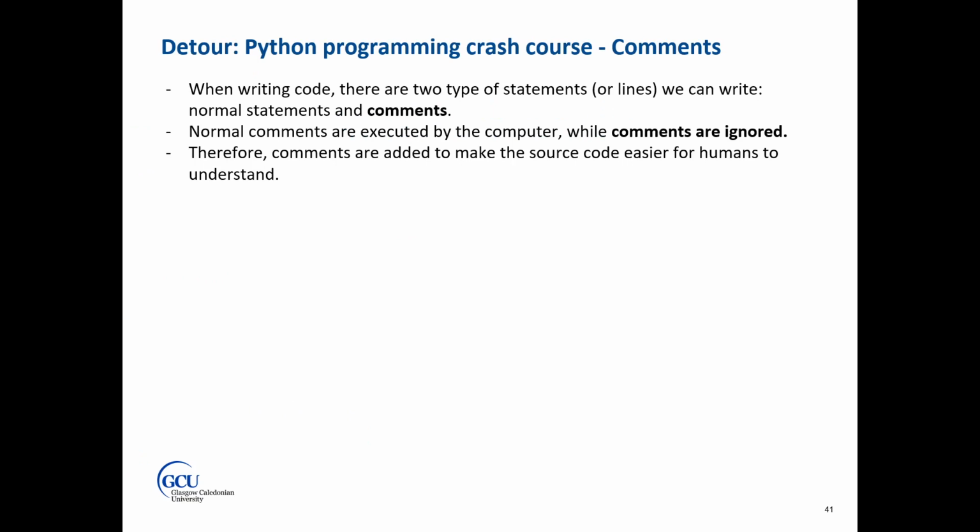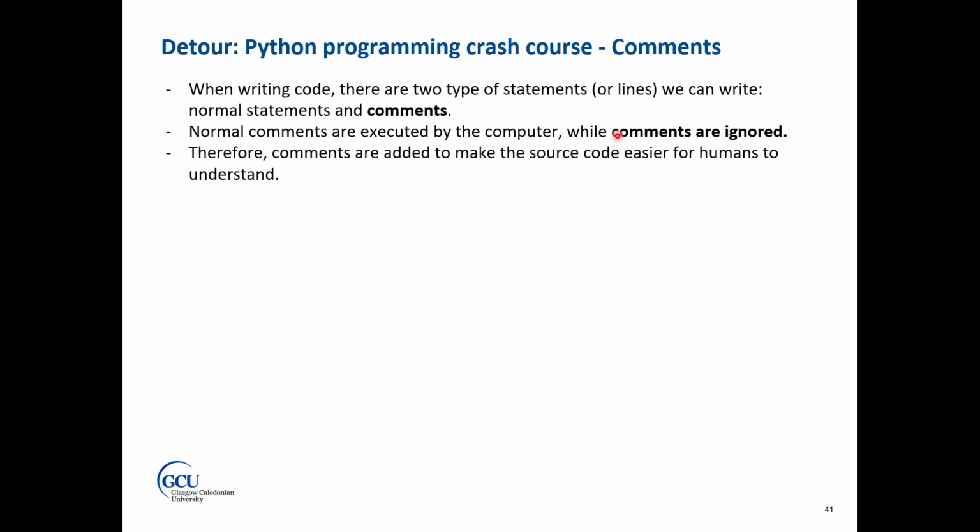So when writing code, as you could see, there are two types of statements. The one we have seen before are normal statements like x equals 25 or x equals x plus 1, or things like this. These are the statements that are going to be executed by the computer. But there is also another very important type of statement, which in programming languages is called a comment. While normal statements are executed by the computer, comments are completely ignored. So anything that we add as a comment is not going to be executed.